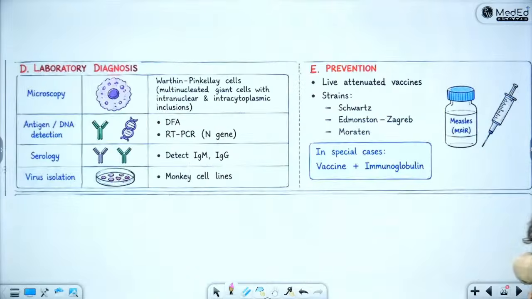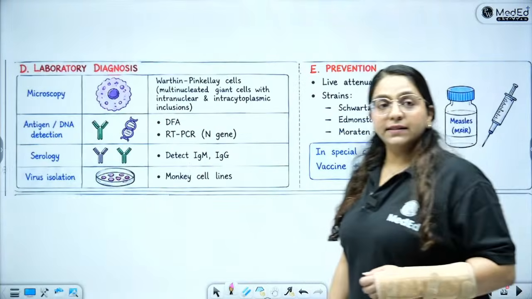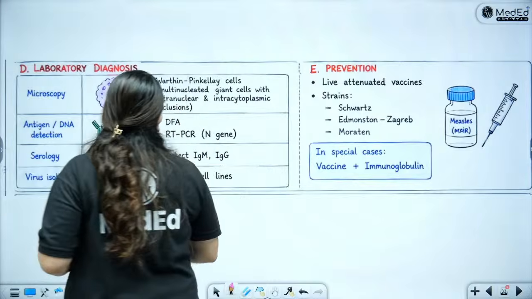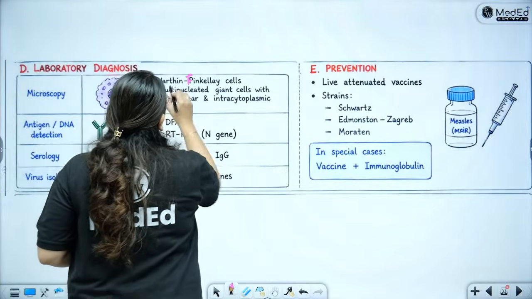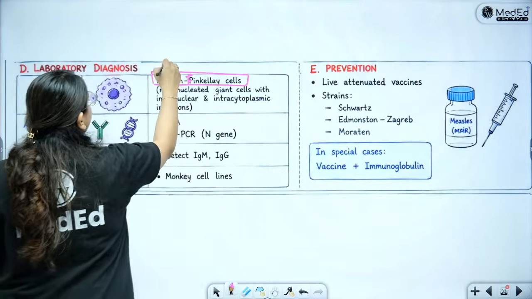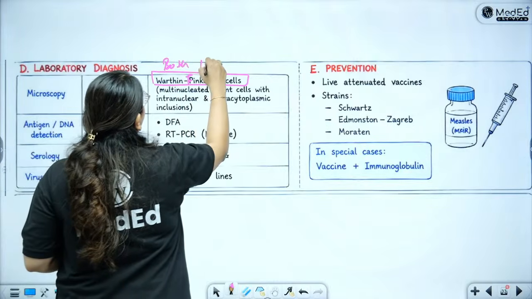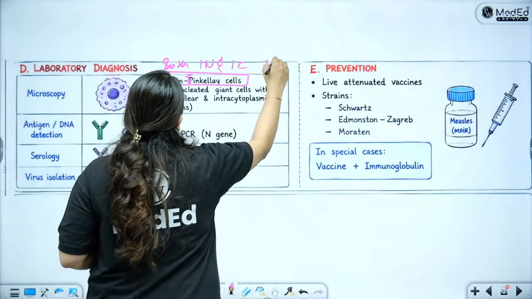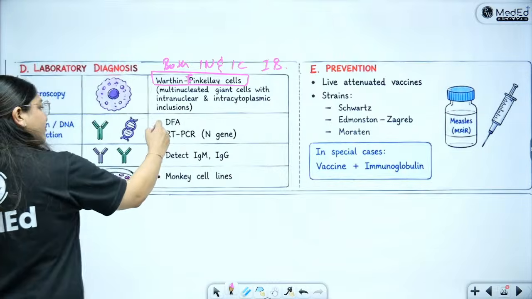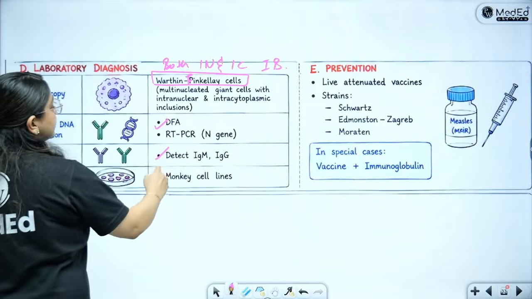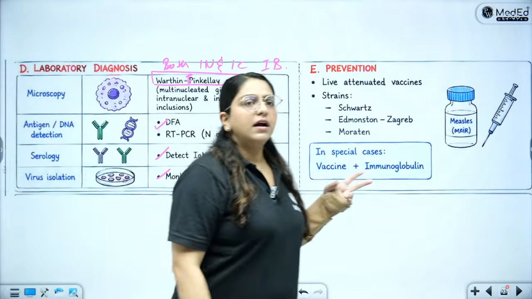Okay, done and done. So then in the lab diagnosis, you have the Warthin-Finkeldey giant cells, which are both intranuclear and intracytoplasmic inclusion bodies, which can be seen. You can of course do fluorescence, RT-PCR, IgM and monkey kidney cell line proliferation.